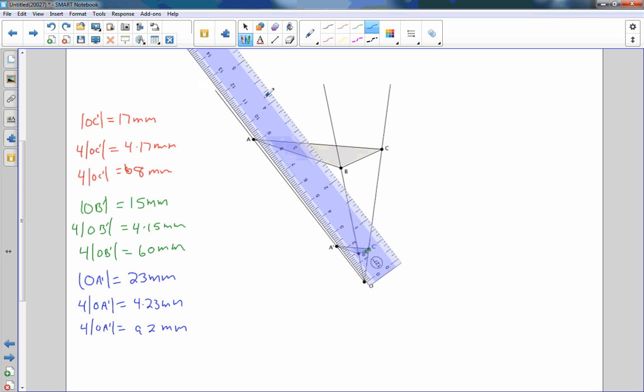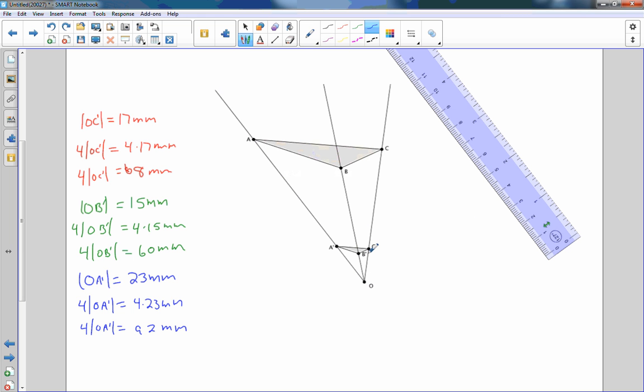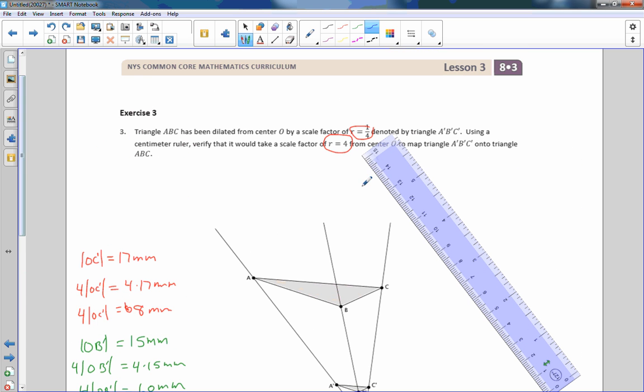Okay, I measured the distance from center. You could also measure B prime, C prime, and multiply it by 4 and see if we got BC, and measure B prime, A prime, and see if BA is 4 times that, and then measure C prime, A prime, and see if CA is 4 times that. Either way will determine whether or not we can scale it up a factor of 4 and get back to where we started. And the answer is we can. We just verified.